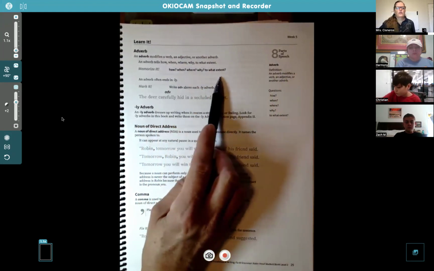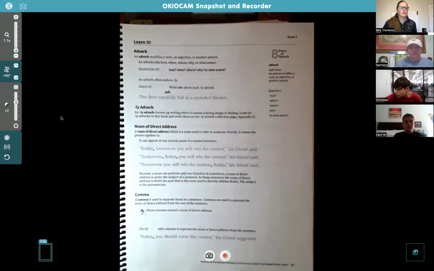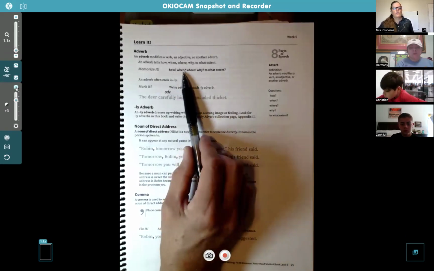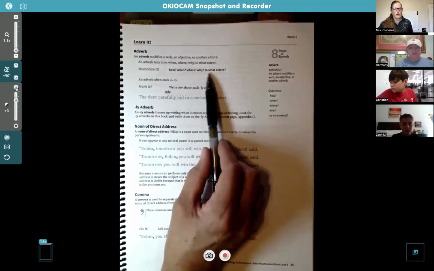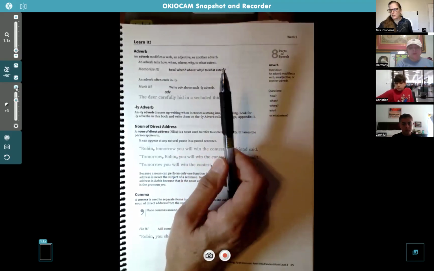So right here in bold, and it says memorize it. I think that's a really good thing to memorize that will help you on your homework to find these words. It says how, when, where, why, and to what extent. If you can answer one of those questions, the word is probably an adverb.